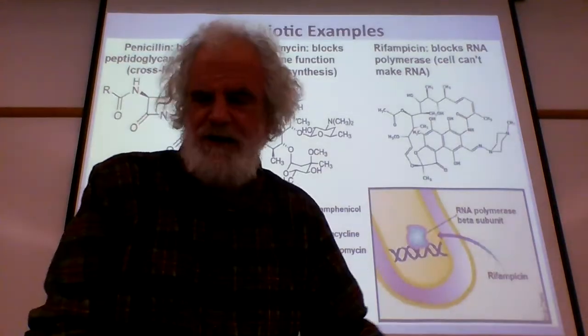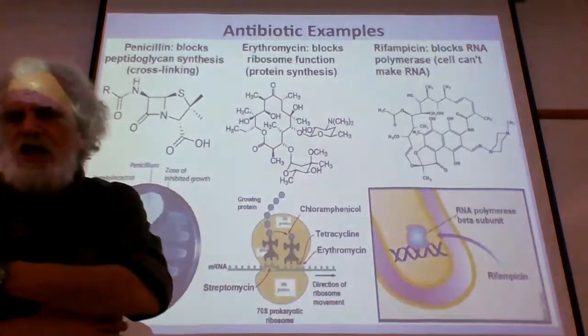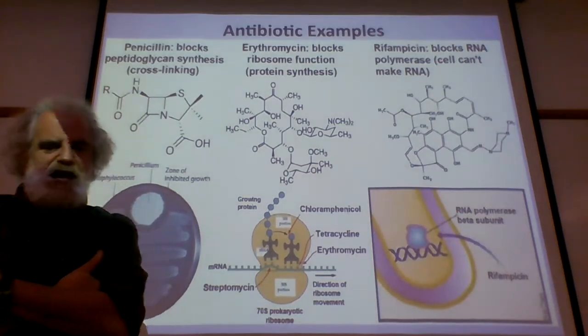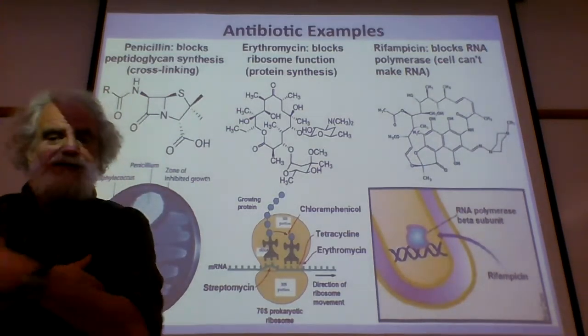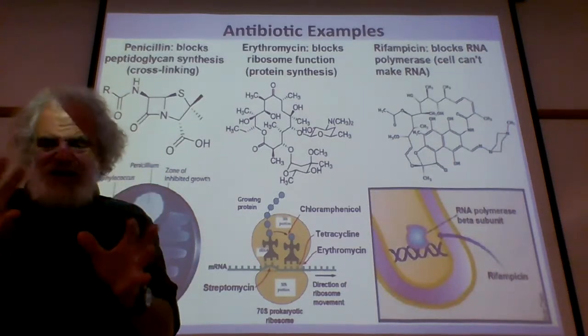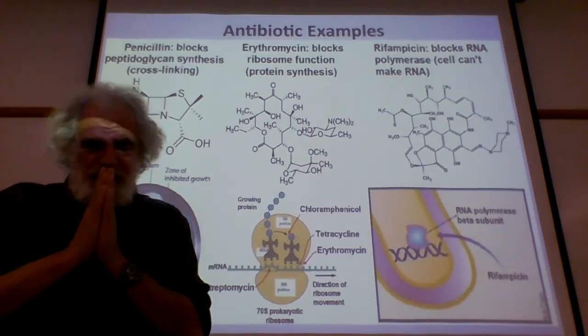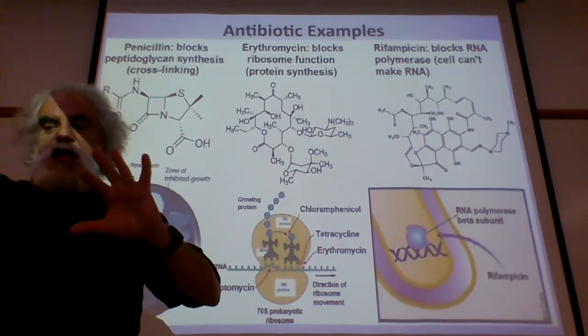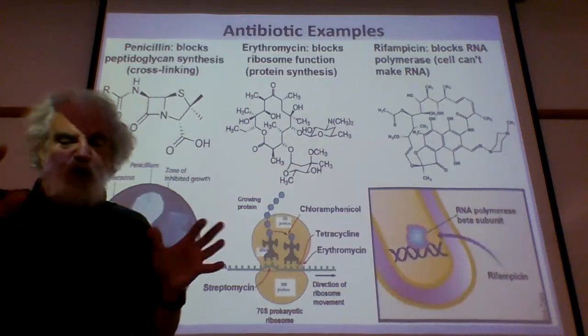We've got penicillin, which is blocking peptidoglycan synthesis. And remember where peptidoglycan is? In the cell wall. And so it is going to particularly work on gram-positive bacteria, I believe, but it is affecting the cell wall production.